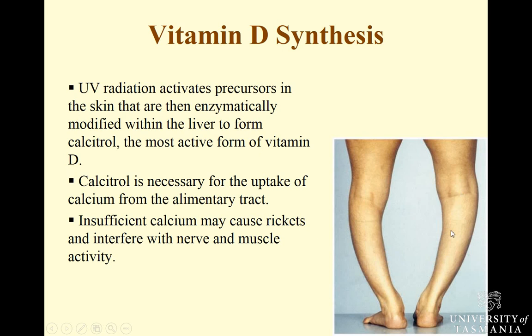So this person here unfortunately has rickets, so the bones are actually quite bendy. Of course, insufficient calcium also means that you interfere with nerve and muscle activity. We know that cardiac muscle and nerves rely upon calcium in order to contract and to transmit nerve impulses. So getting enough vitamin D synthesis is really important, getting exposure to ultraviolet radiation, particularly in Tasmania, where there's not as much sun as in other areas of Australia. So it's important that you get vitamin D synthesis.